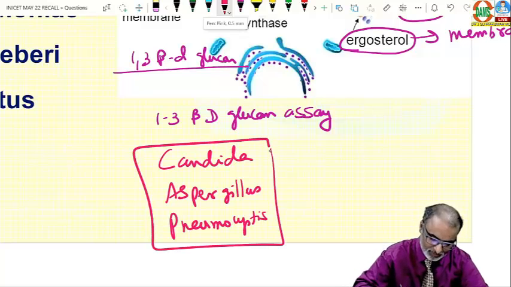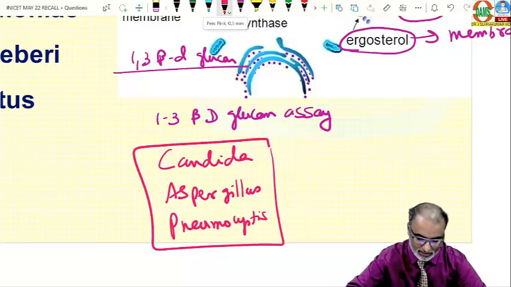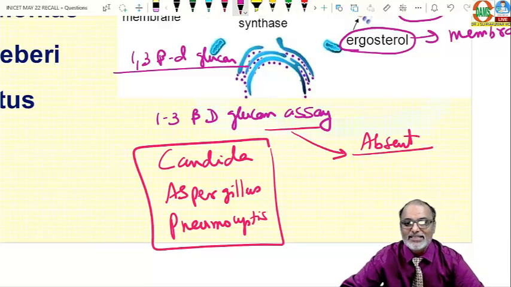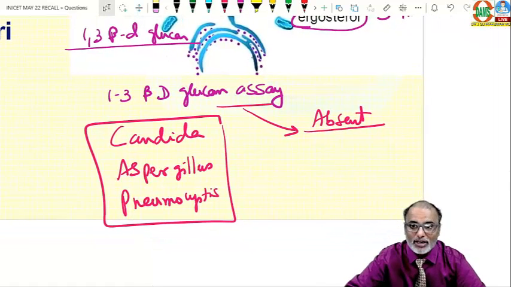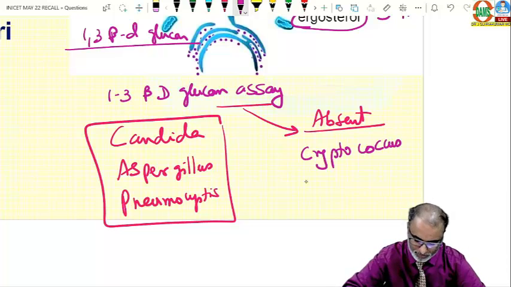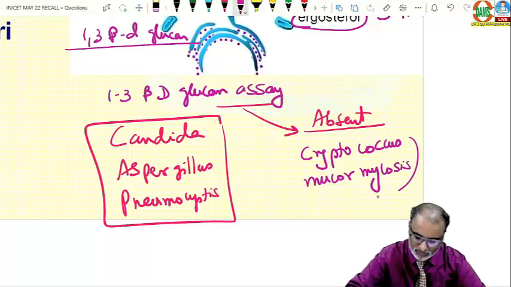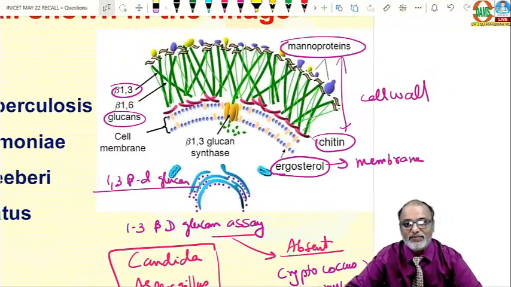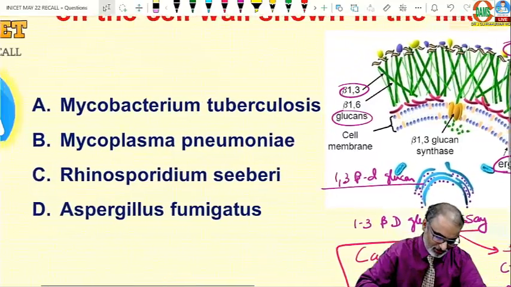CAP is the mnemonic. And the same thing is absent in, remember, CM: Cryptococcus and Mucor, that is mucormycosis, the Zygomycetes. In those it is absent. But anyway, only with the help of this you can identify some fungus. With this knowledge you go to the choices.